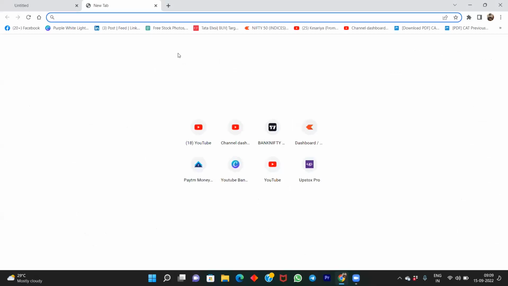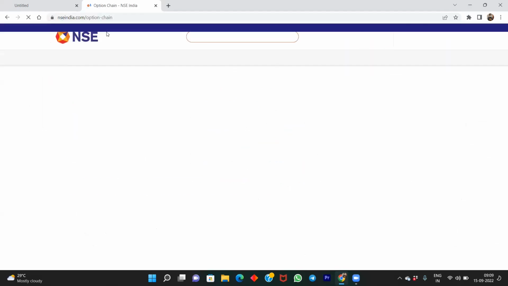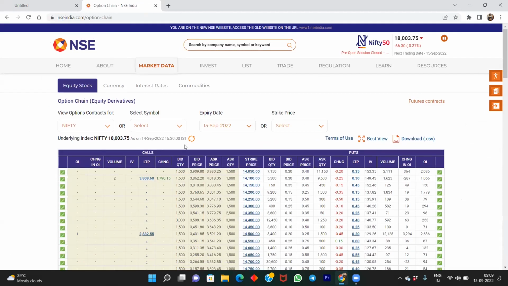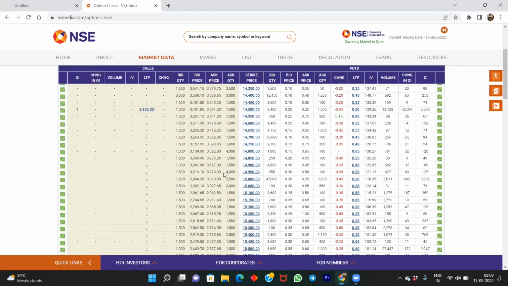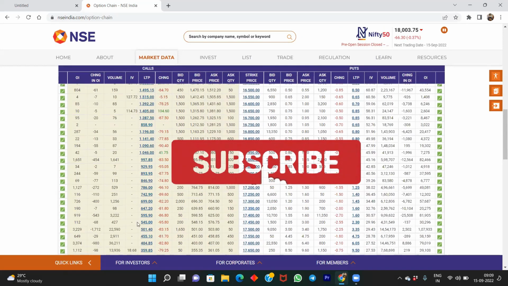Here you have to search only NSE option chain, which I previously searched. You can see the NSE option chain website here clearly. You have to first refresh this. You can see Nifty is selected. This data is put and this data is call. This is call writer data and this is put writer data. So let's find the higher open interest at which strike price.